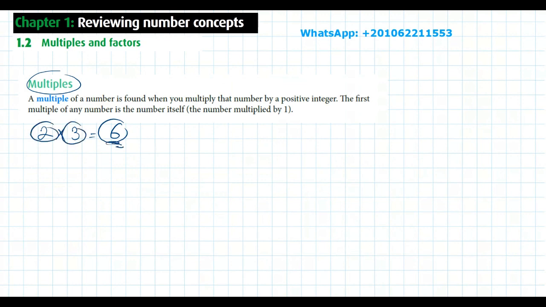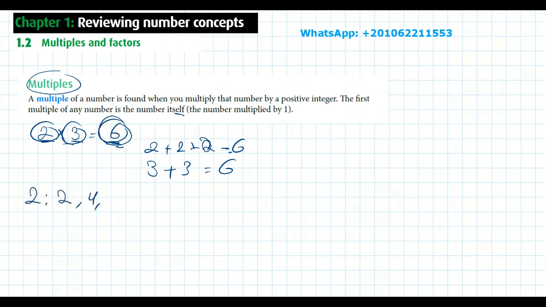By the way, 6 is also a multiple of 3, because when you repeat 2 three times, 2 and then 2 and then 2, it leads us to 6. Same procedure, when you repeat 3 twice, you find 6. Then 6 is a multiple of 2 and 3. The first multiple of any number is the number itself, the number multiplied by 1. The multiples of 2 are 2, then 4, then 6, then 8, etc. That reminds us of the times table, which is 2 by 1 equals 2.